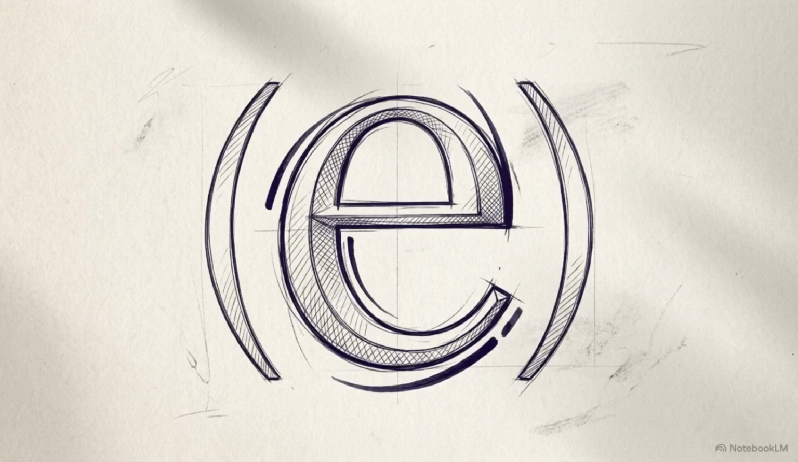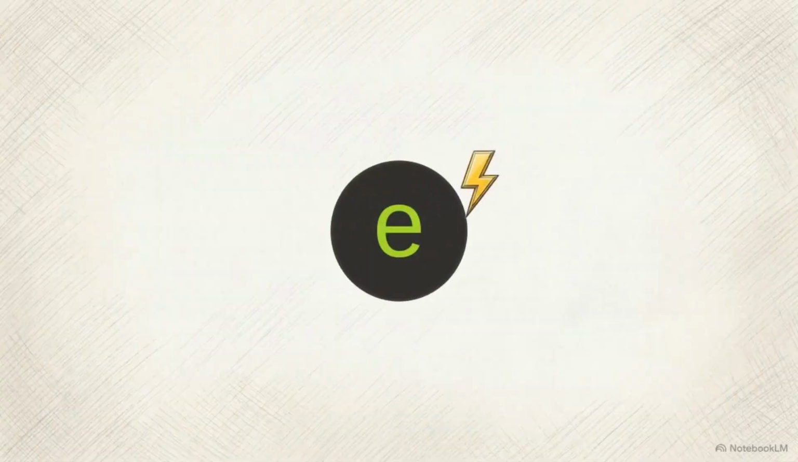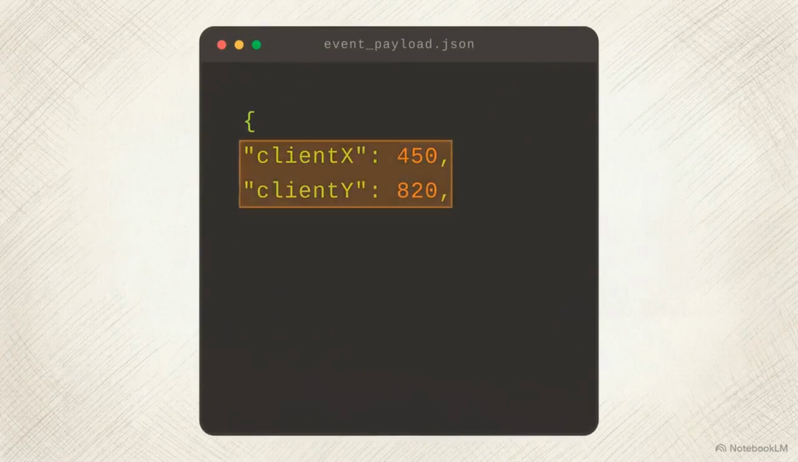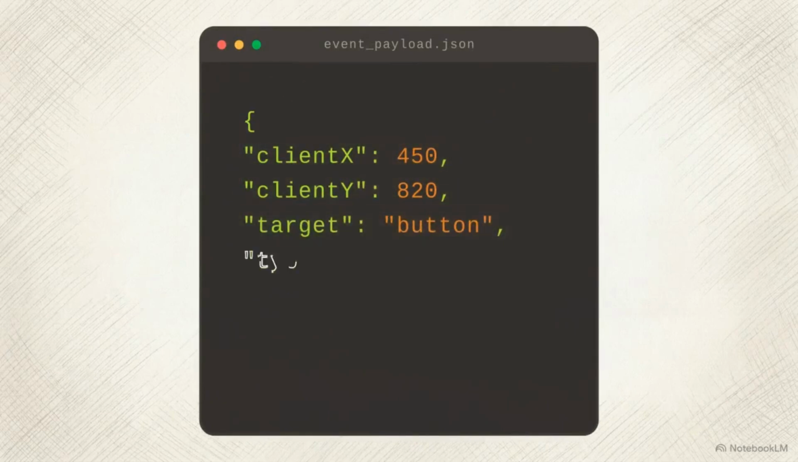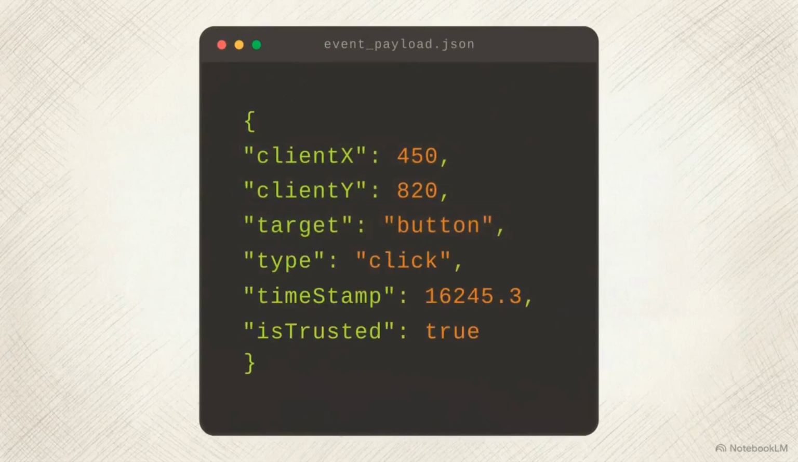Within these functions, developers capture the action using the E, or event, argument. This argument acts as a highly specific data payload. It contains the precise coordinates, context, and parameters of the user's localized action.